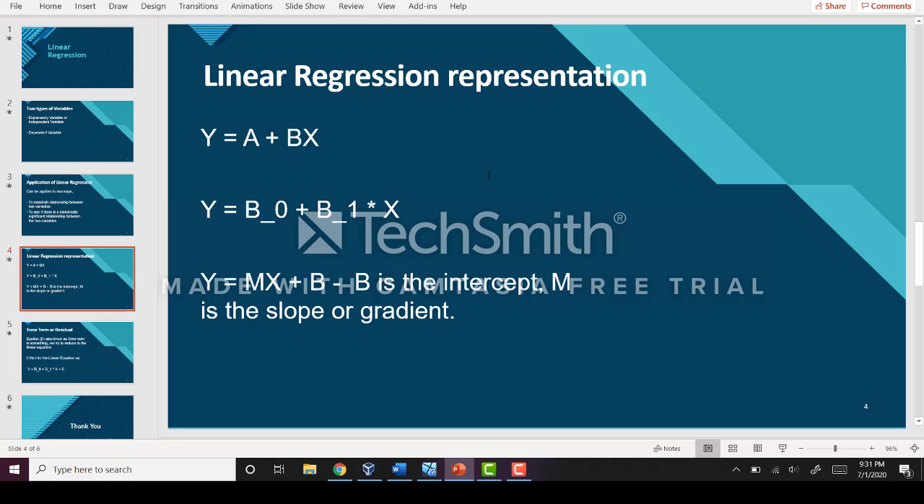Overall, linear regression can be thought of as a line of best fit. It can be represented by these three equations. First is y = a + bx, and then y = b subscript 0 + b subscript 1 times x. And the third equation is the one that everyone should be familiar with: y = mx + b. Here the b is the intercept and m is the slope or the gradient.